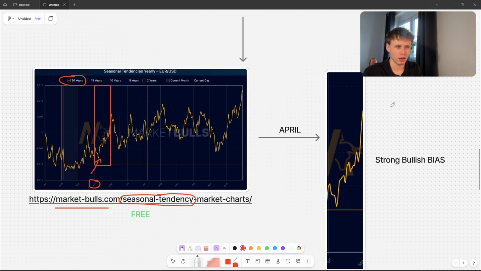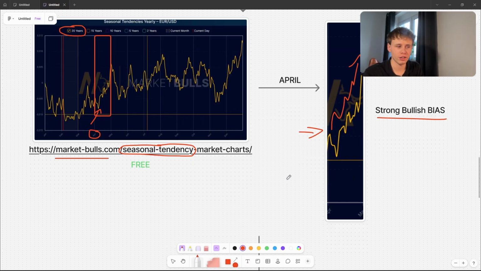Now, this is a zoomed in look at April in the euro. Okay, and you can clearly see it's just bullish, bullish, bullish. Now, what I would like to do is not just trade the euro bullish based on seasonality, but in combination with the sentiment data, fundamental drivers, and my technical edge, I can definitely look for a strong bullish trade.